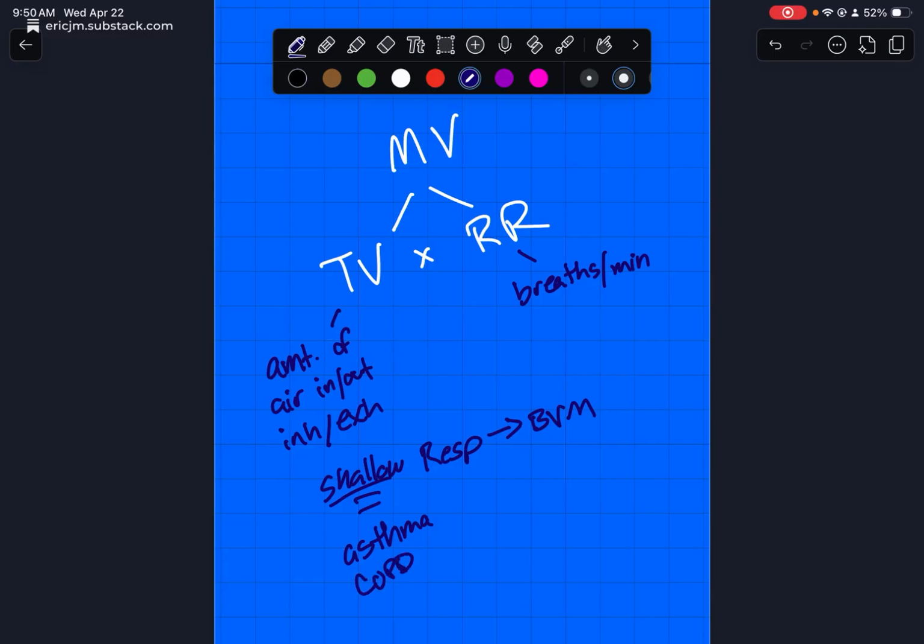COPD, bronchitis, tension pneumothoraxes, pneumonia. All of a sudden, look how much you can get just off of knowing this one thing. My minute volume is tidal volume times respiratory rate. And anytime there is a drop in tidal volume, then there's going to be a reflexive increase in respiratory rate. So that's why you'll end up with someone who's tachypneic.